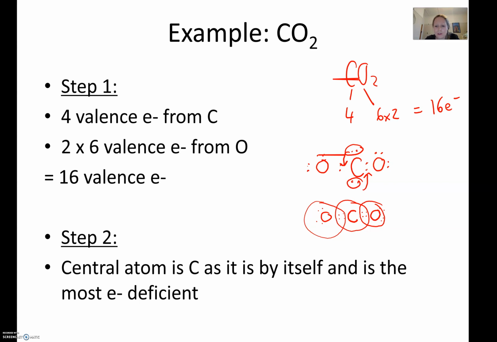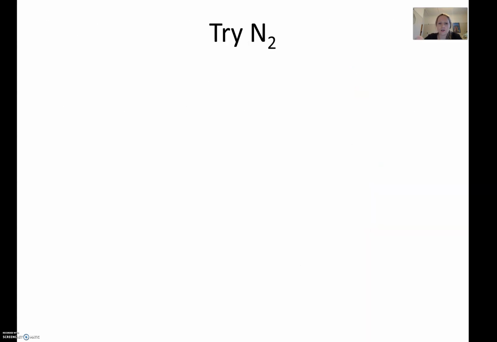Let's try N2 together. Okay, nitrogen's got 5 valence electrons because it's in group 15 times 2, that gives 10 electrons. Don't have a central atom this time because you've only got 2 atoms, so we just put 2 in the middle and then divide the rest up. So 3, 4, 5, 6, 7, 8, 9, 10. Should be seeing here that we've got an issue because we've run out of electrons, and neither of them are stable because they haven't got 8 electrons.